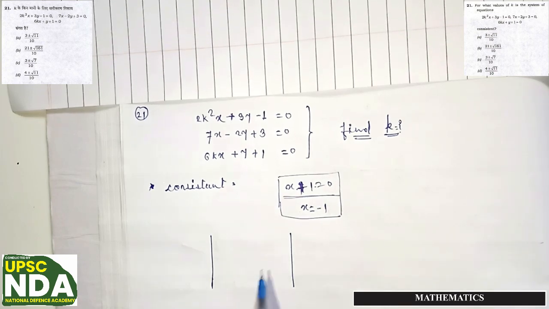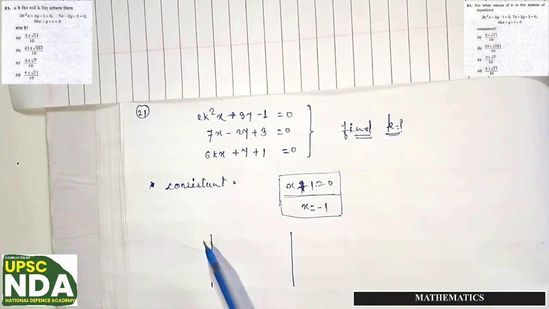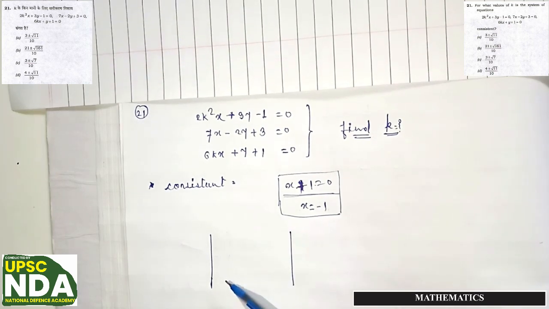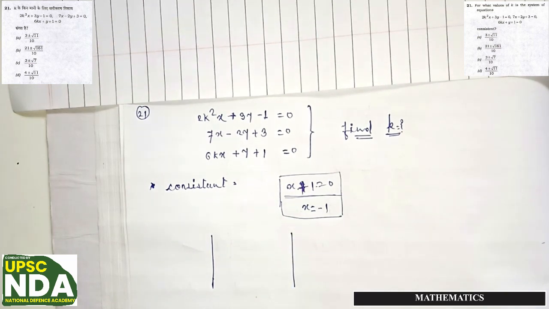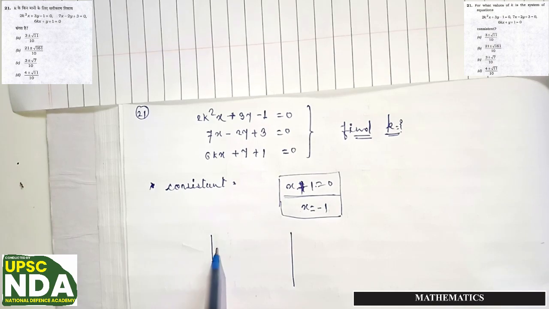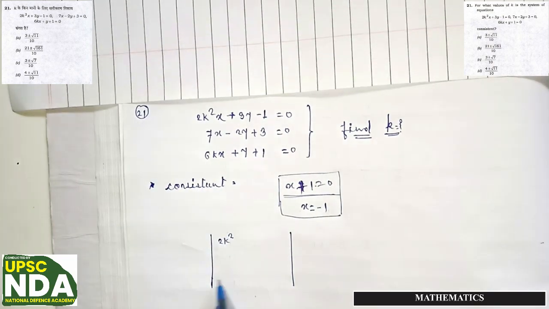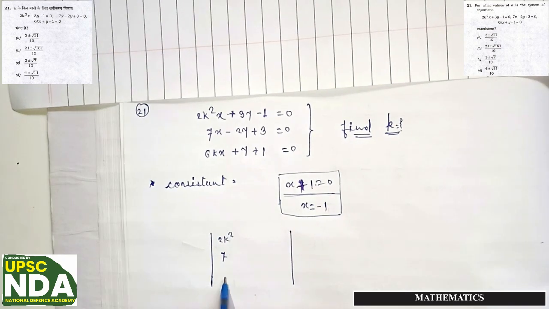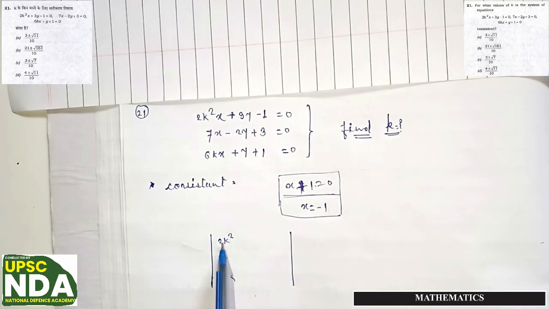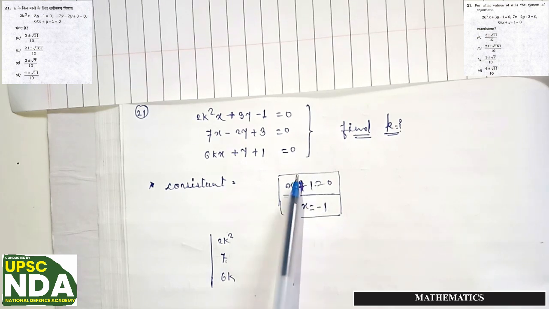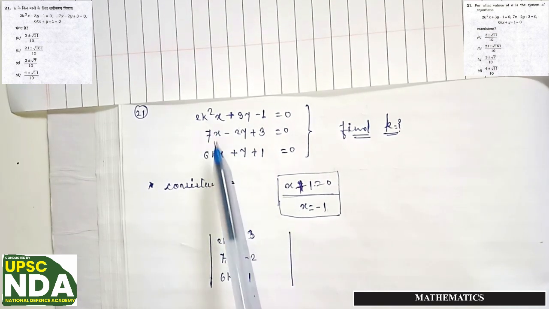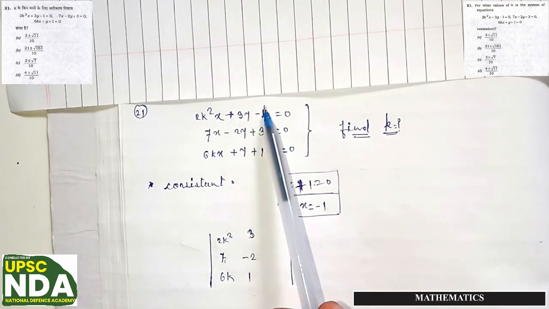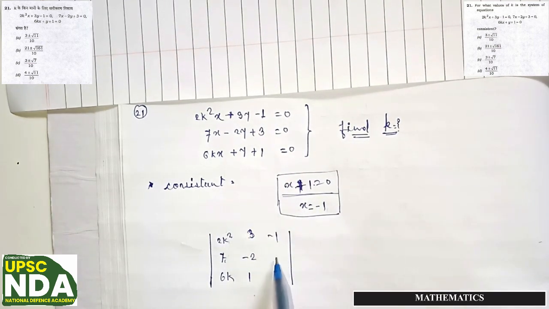Here the first column goes to the coefficient of x, the second column goes to the coefficient of y, and the third column goes to the constant. So the first row is 2k square, 7, 6k. Now we want the coefficient of y, which is 3, minus 2, and 1. I have taken the coefficients as they are, and the constants, so minus 1, 3, 1.